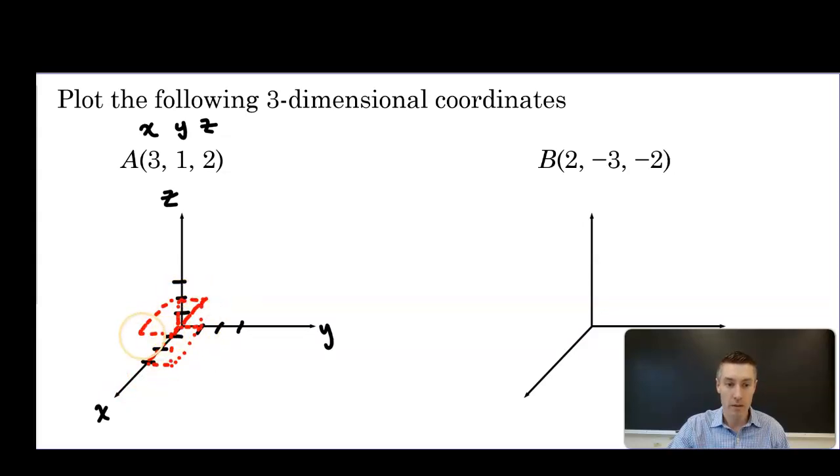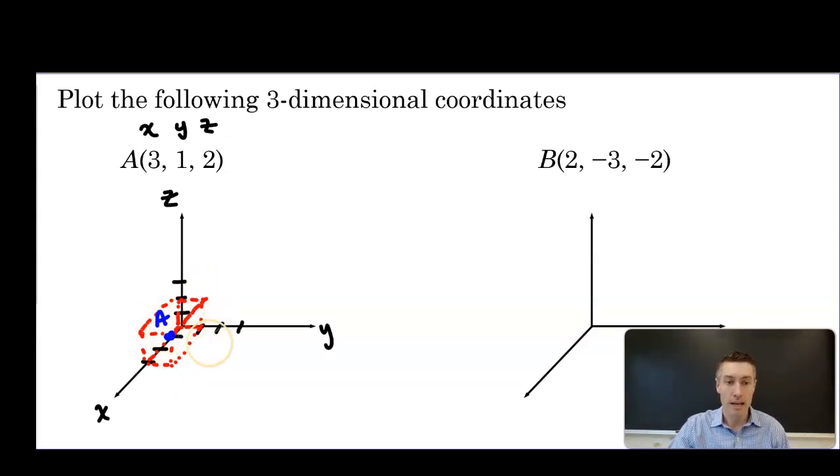So what we can do is take this parallelogram and translate it up 2 off of the xy plane. It's a little congested, but hopefully you can get a sense of that rectangular prism there. So the point 3, 1, 2 is going to be the vertex of the prism opposite the origin, on the diagonal of the origin, I should say. Okay, so that is our point A.